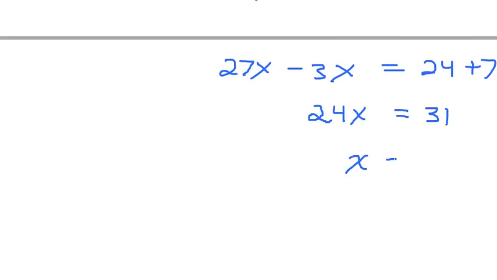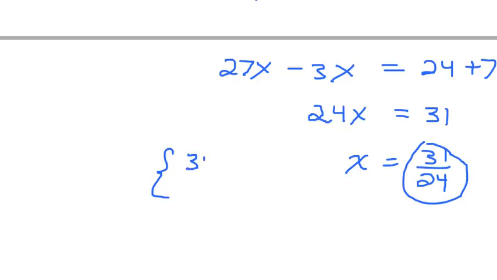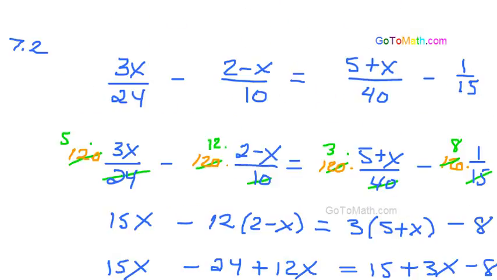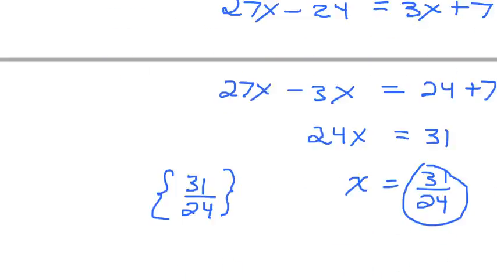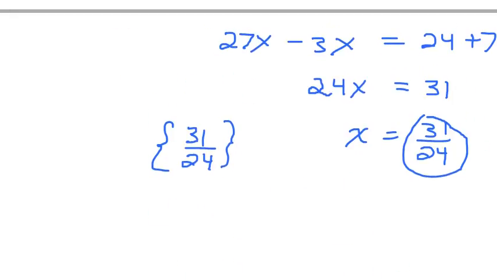And so we end up with x is equal to 31 over 24. And I don't believe we can break that down anymore, right? So our possible solution set, which I'm pretty sure is the solution. And of course, you always want to go up here and make sure that you don't have zeros in the denominator, and we don't. So pretty sure that's good to go.